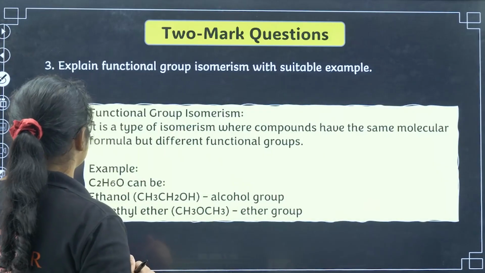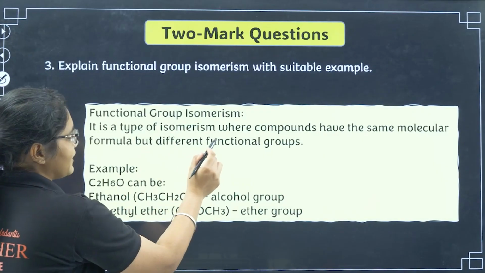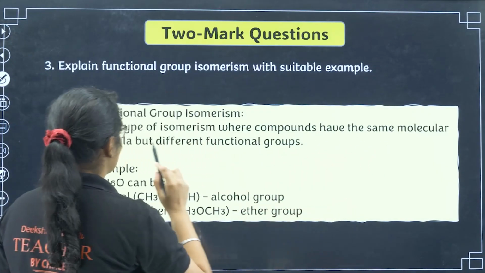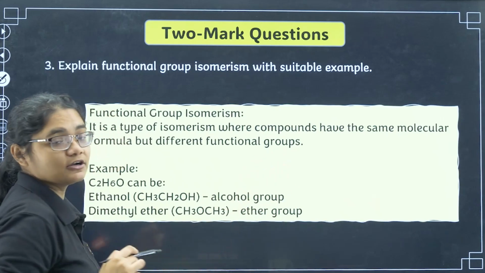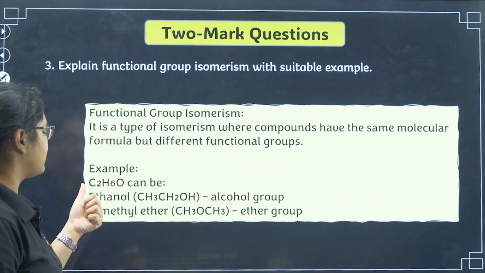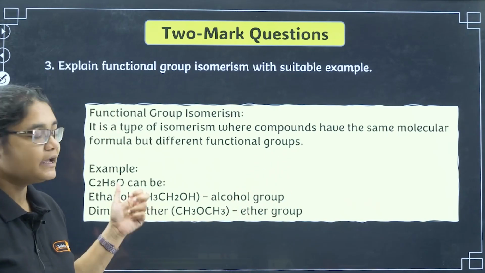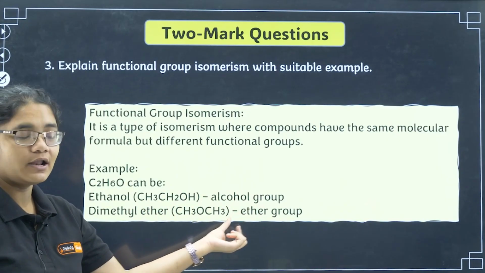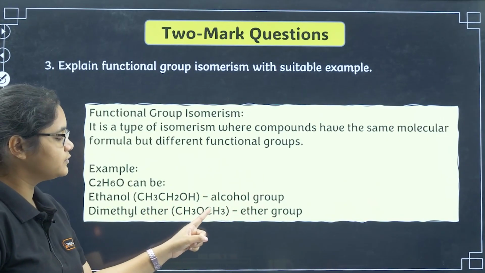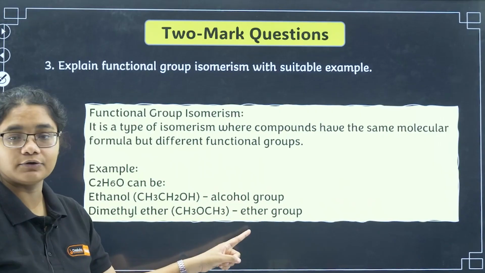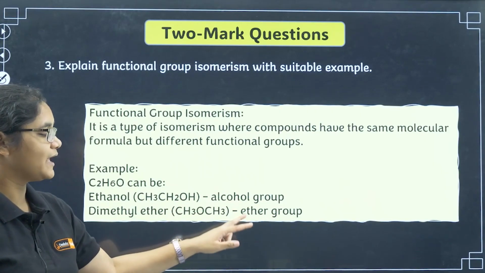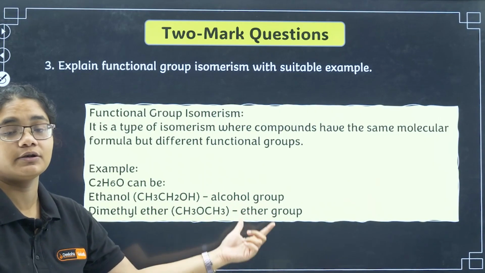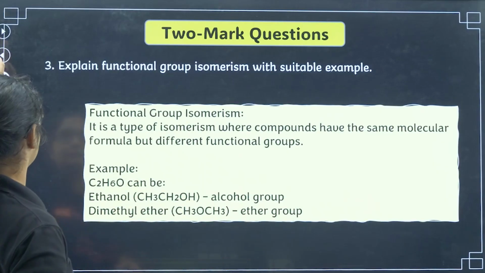So let me give you an example here. It is a type of isomerism where the compounds have the same molecular formula but different functional groups. For example, we can write C2H6O. It can be written as CH3CH2OH where the functional group is alcohol. It can also be written as CH3OCH3 where the functional group is an ether group. Same molecular formula but different structures and different functional groups. Okay, so this is an example here.